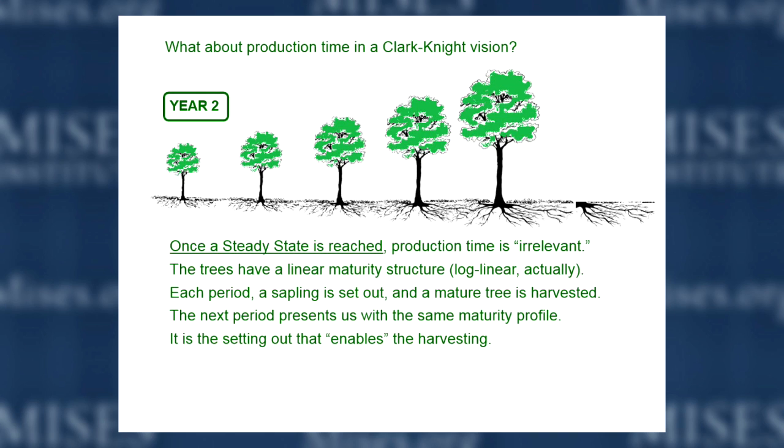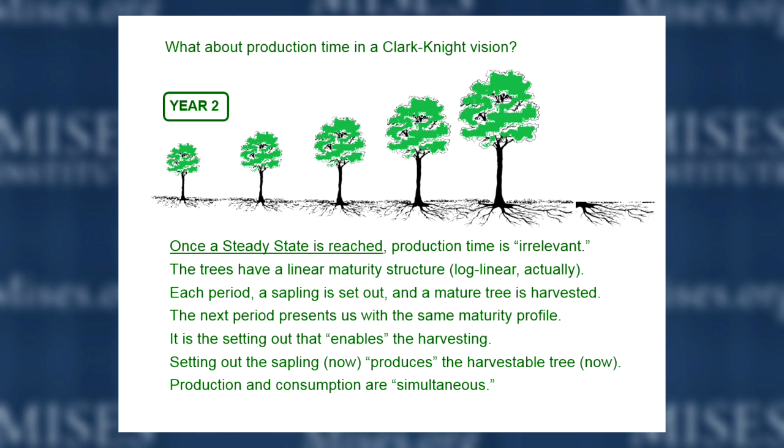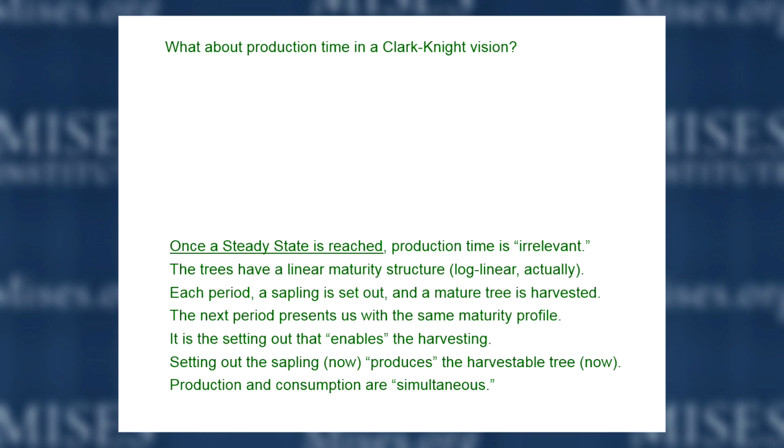Now, it's the setting out that "enables", look at the quotation marks there, the harvesting. Is that right? Setting out doesn't enable harvesting, but it almost seems like it does just because we've already said we're only looking at the steady state. Okay. So setting out the sapling now produces, get that, the harvestable tree now. Well, it doesn't produce anything just by setting it out. Again, that's Knight. So production and consumption are simultaneous. So you don't have any production time, right? You harvest a tree and you plant a tree the same day. Hayek just called that wordplay when he talked about Knight. He said, it's just wordplay.